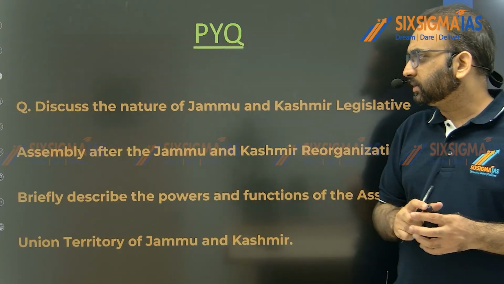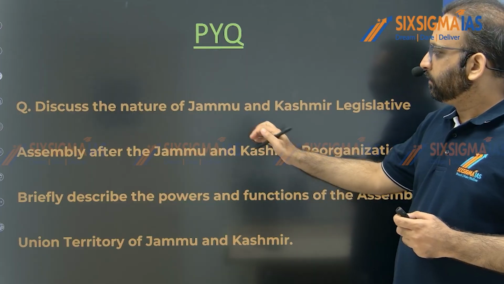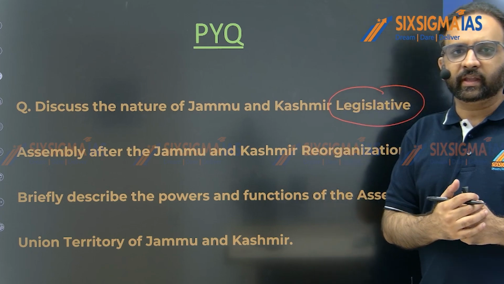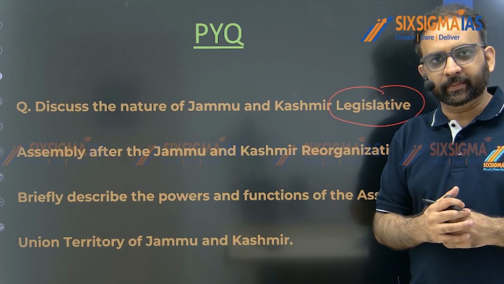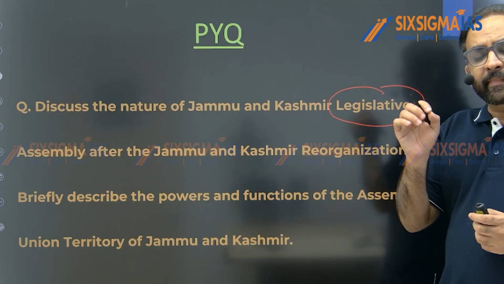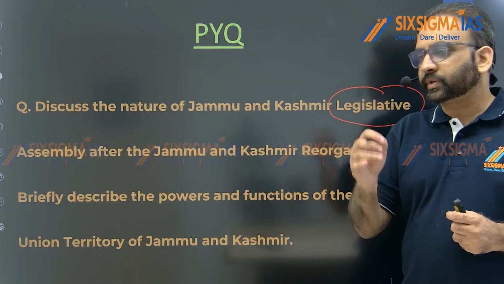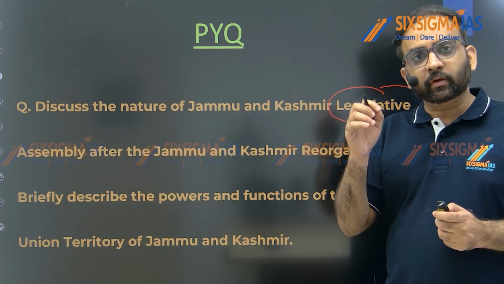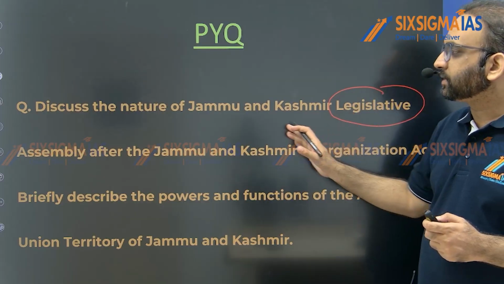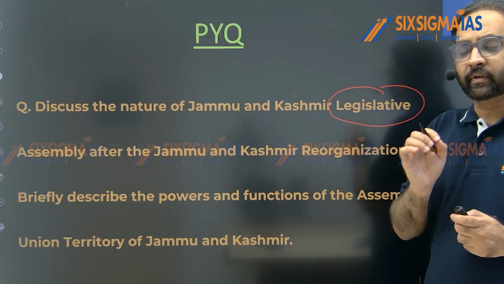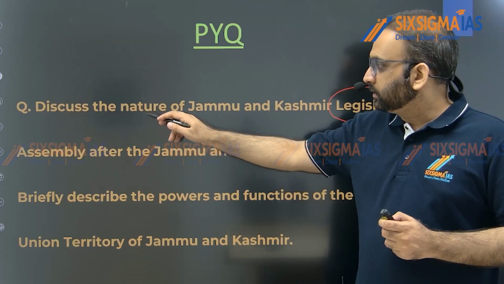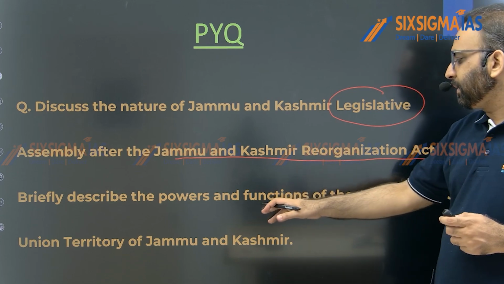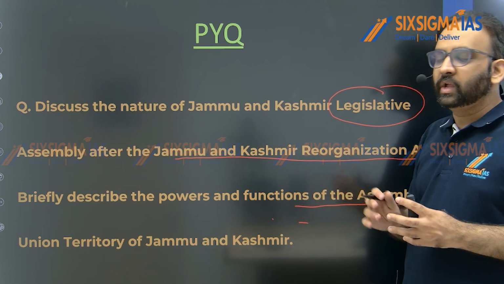So let us discuss this question. So here you have been asked, what is the nature of Jammu Kashmir Legislative Assembly? So here the keyword that you need to put emphasis on is Legislative Assembly. Because many times students just write about Jammu Kashmir Executive or High Court, etc., without noticing that this question is specifically asking only about nature of Jammu Kashmir Legislative Assembly. So you need to talk about nature of Jammu Kashmir Legislative Assembly after Jammu and Kashmir Reorganisation Act 2019. Briefly describe the powers and functions of Assembly of Union Territory of Jammu and Kashmir.